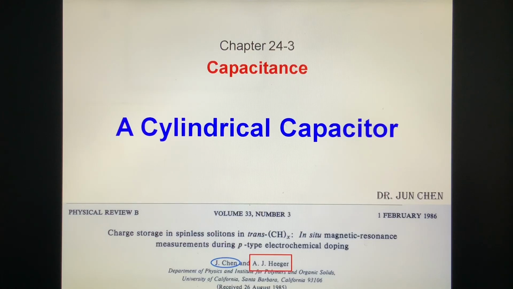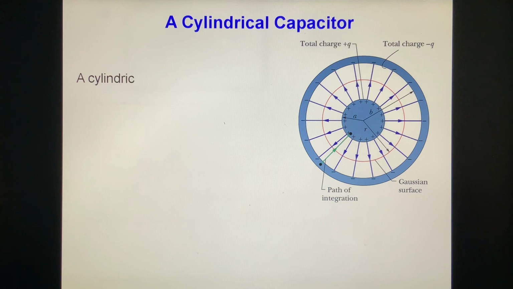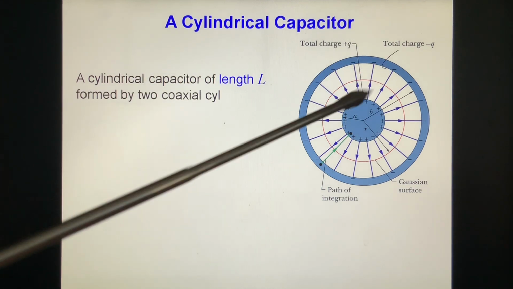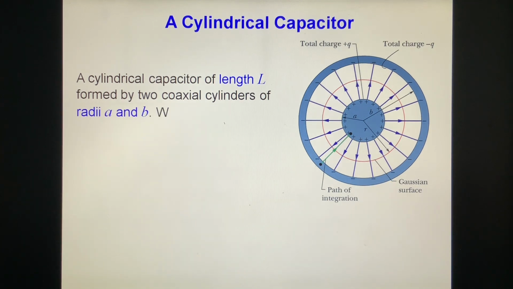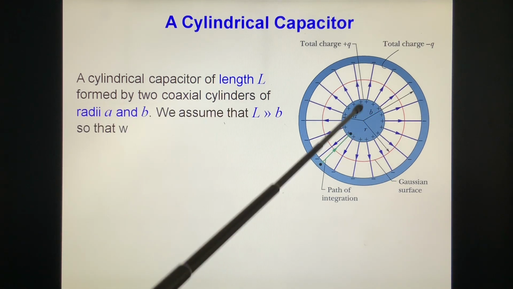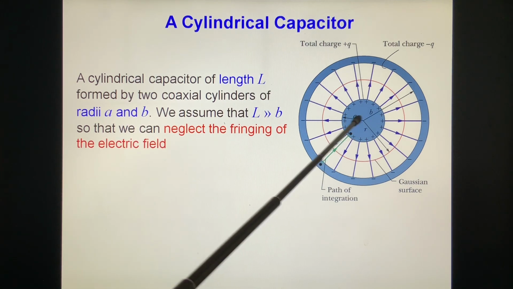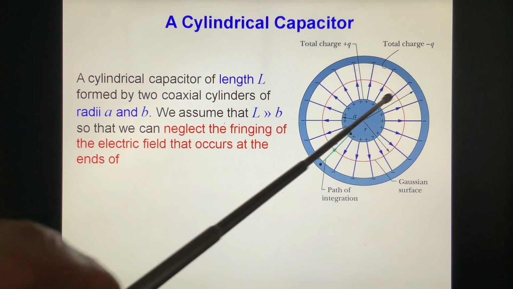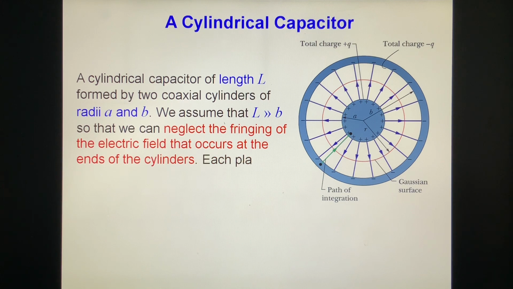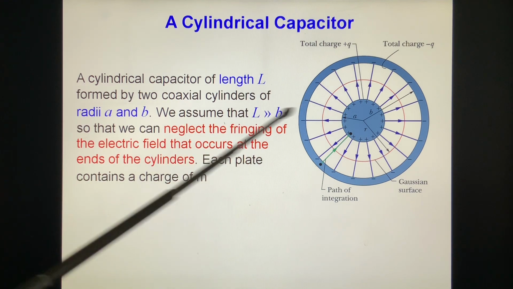A cylindrical capacitor. A cylindrical capacitor of length L, formed by two coaxial cylinders, this one and this one, of radius a, the smallest, and this one, b. We assume that L is much larger than b.